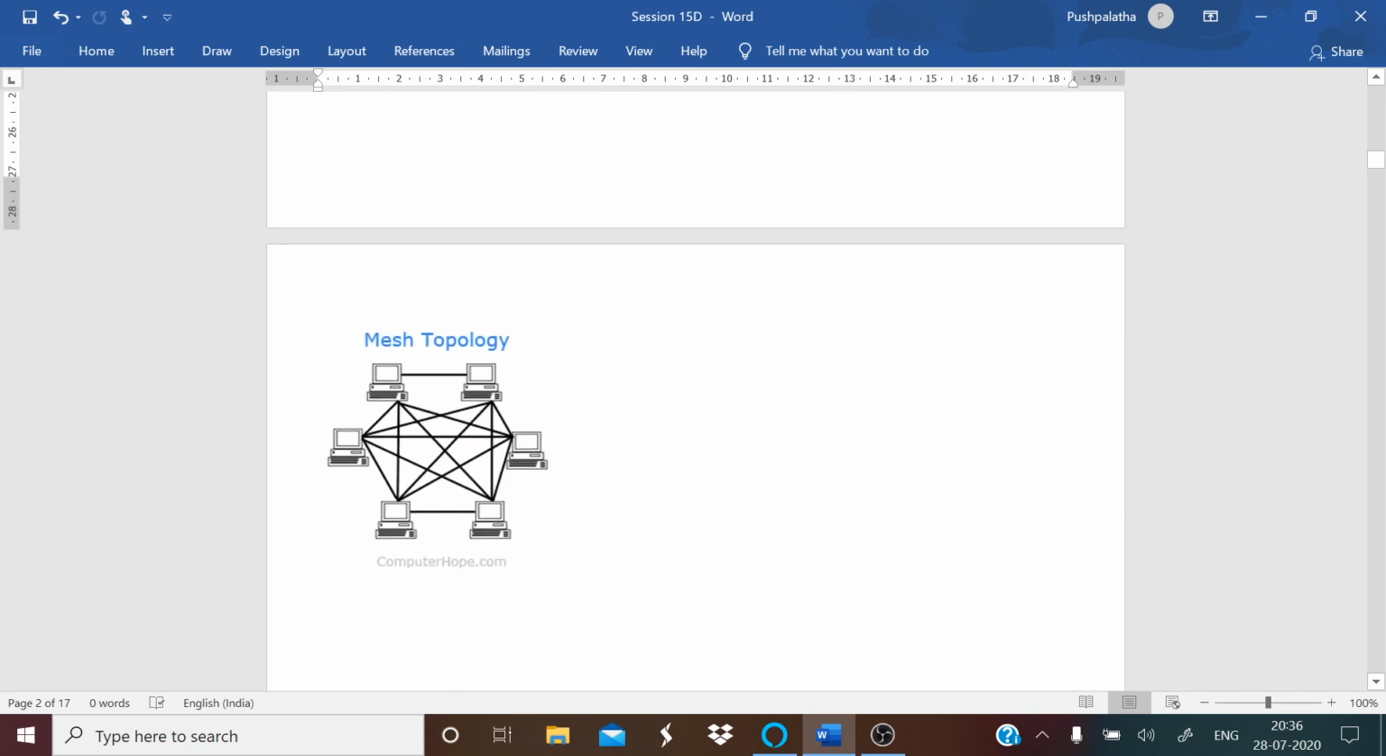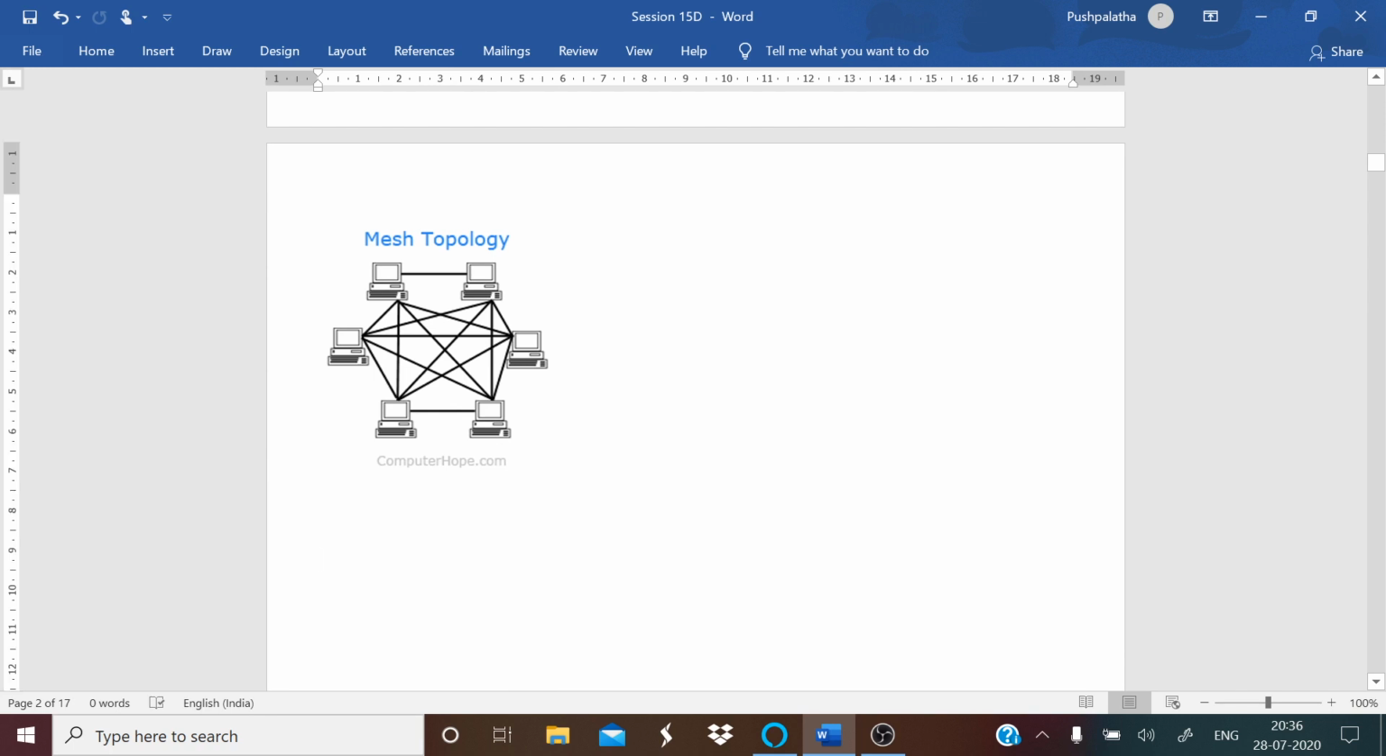And next we have your mesh topology. Now what is the meaning of mesh? Interconnected, more number of interconnections, we call it a mesh. So in this mesh topology, each and every device is connected to every other device on the network through a dedicated point to point link. When we are talking about dedicated, it means the link only carries the data for the two connected devices, not for anything else.